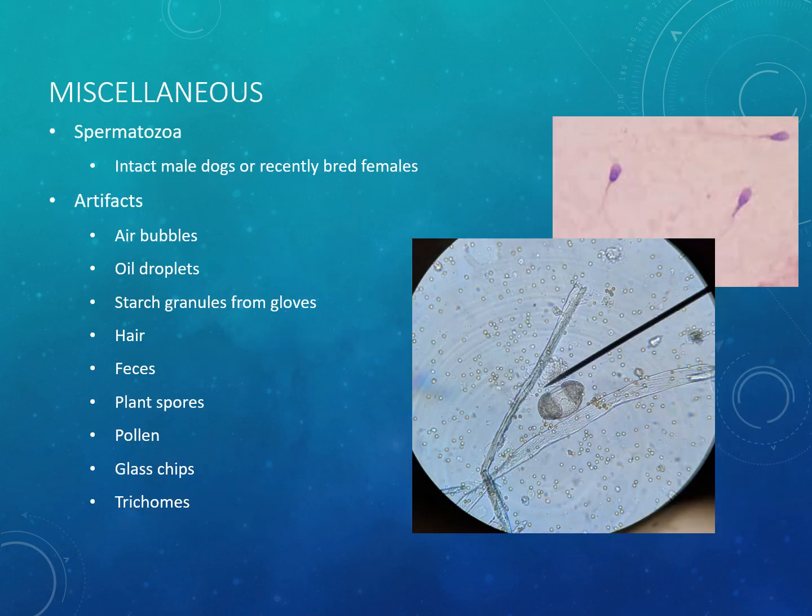And there are a few other things you may see in urine besides the ones we discussed: the sperm, the air bubbles, fat droplets. You may see starch granules coming off the gloves as you're making the slide, hair from a voided sample. It may even be your own hair, you don't know. Feces is very common to see in a urine sample, right? More common in females. Plant spores, all kinds of plant material you can see in urine. Urine is actually very interesting. Whatever the animal's ingesting and not digesting comes out in urine and stool.